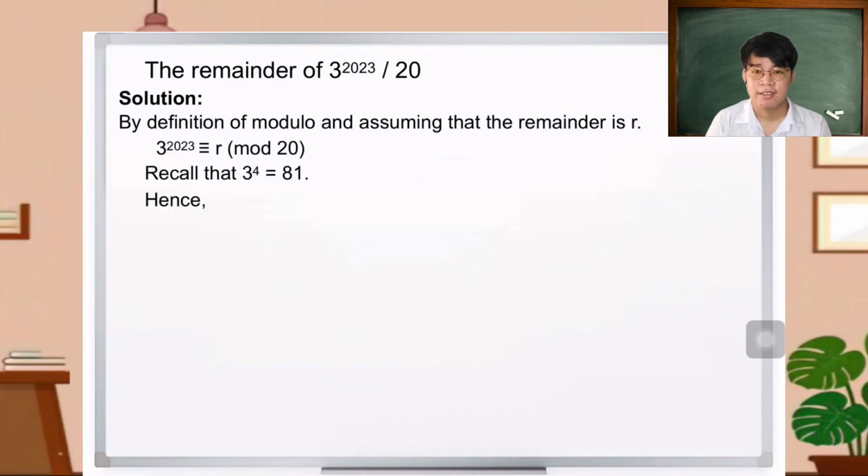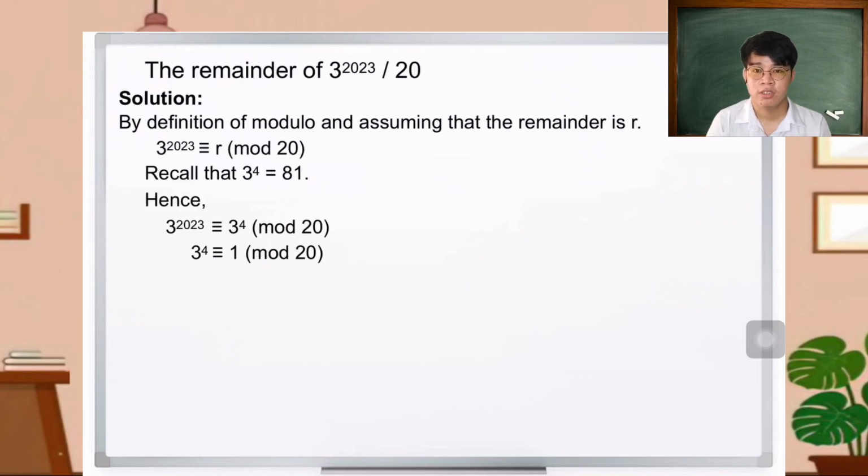Hence, by substituting 3 to the 4th power to r, it will be like this. But 3 raised to the 4th power is not yet divisible by 20, so it must be subtracted by 1 as we transferred it to the left side, which is 3 raised to the 4th power is congruent to 1 modulo 20.